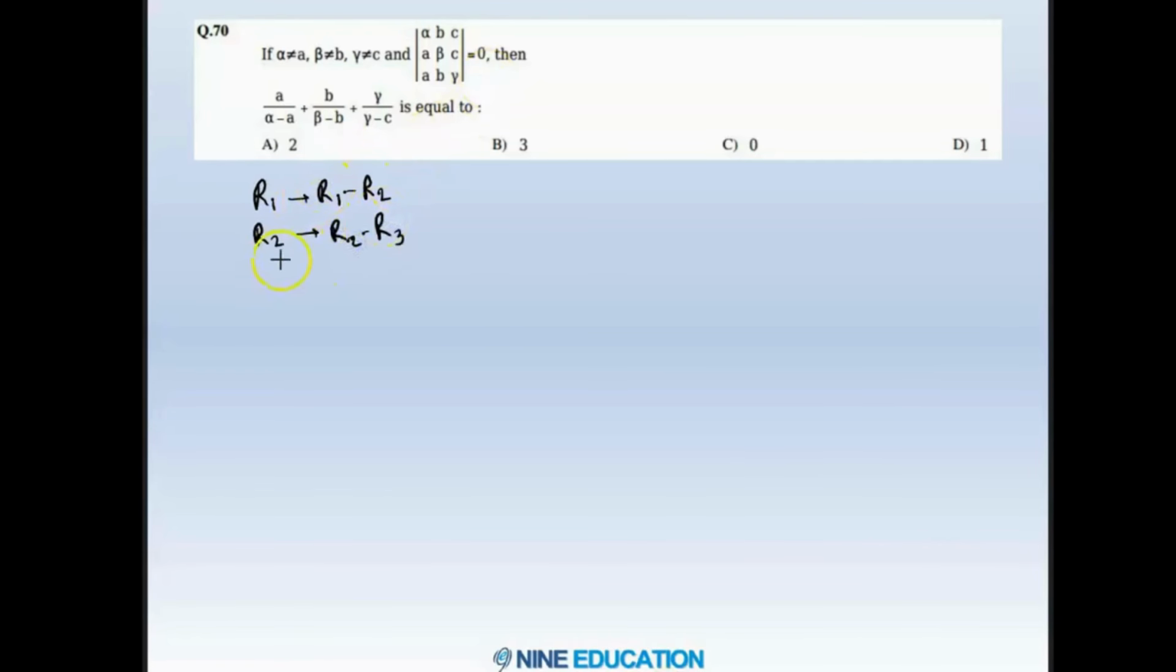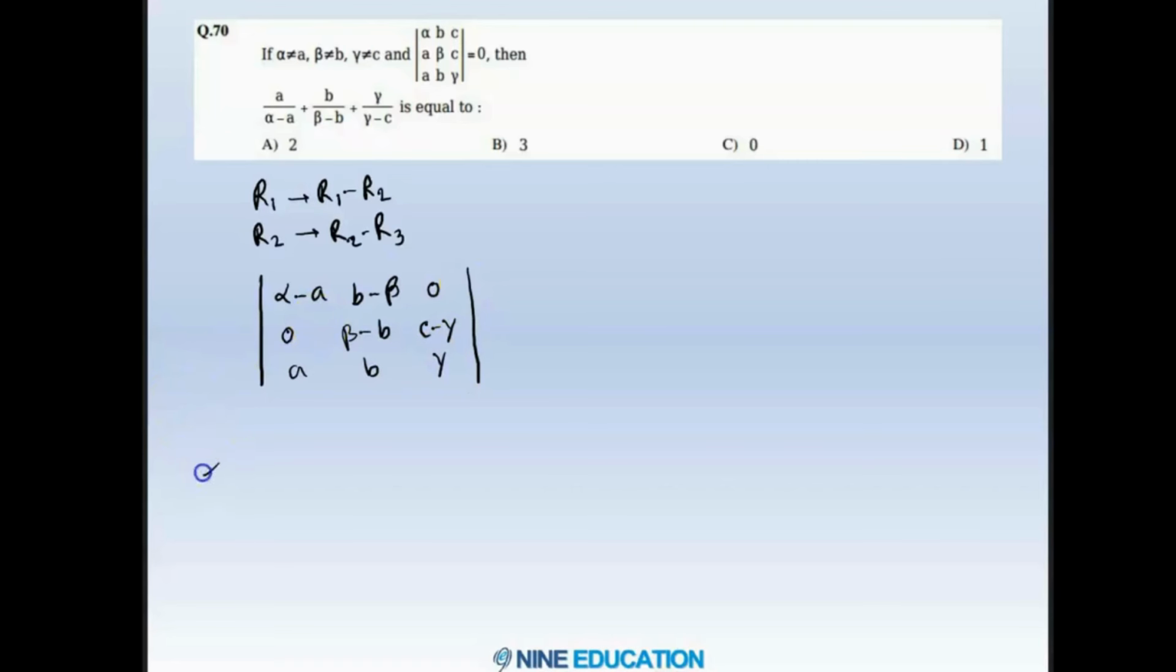So R1 minus R2, it will be alpha minus A, beta minus B minus beta, and C minus C is 0. Again A minus A will be 0, this is beta minus B, and this is C minus gamma, and A, B, gamma as it is, since we have not applied any operation in R3, only in the first two rows we have applied. Now simply let us expand this.